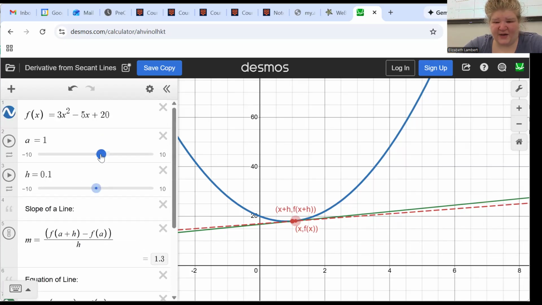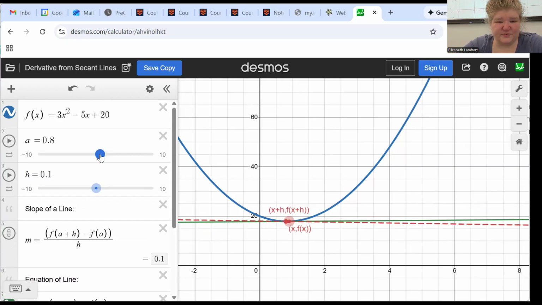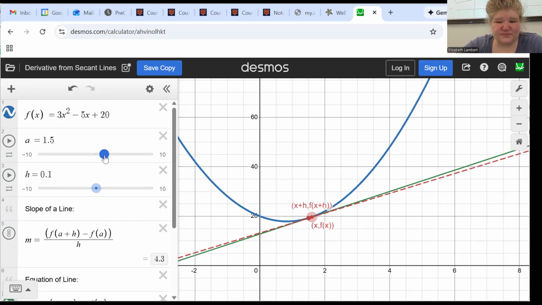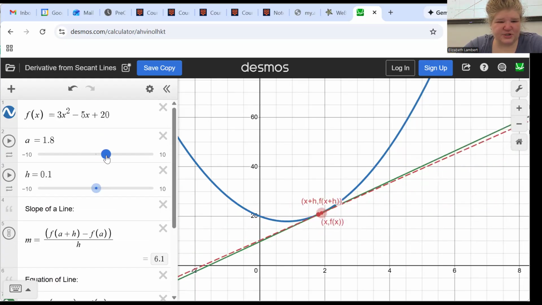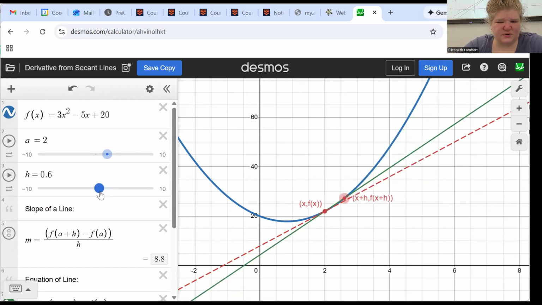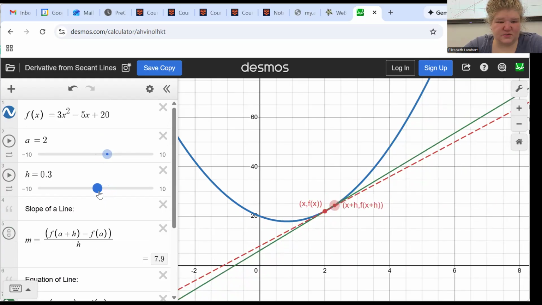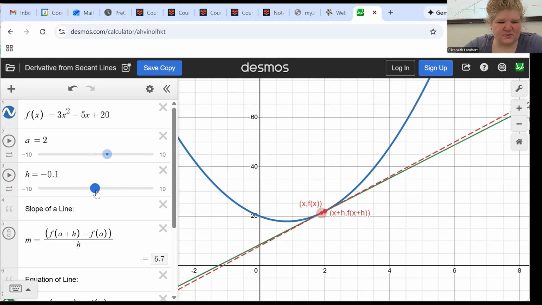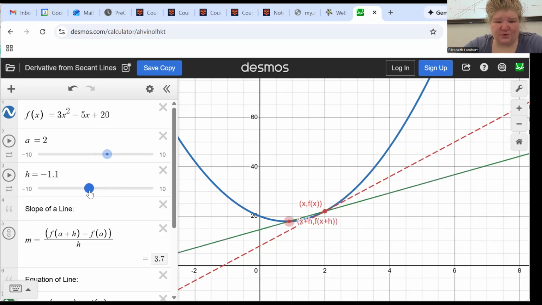Now, if I change my A value, how about 2? Now here, we've got some pretty big slopes. We got something like 7.3 and then 6.7. So yeah, maybe at 2, the slope there is 7. That'd be a good estimate with the way these numbers are moving in a pattern.